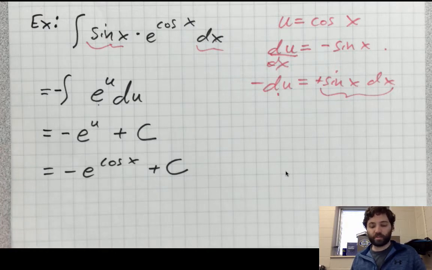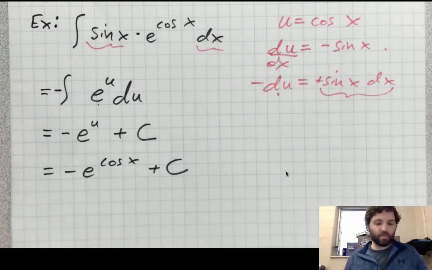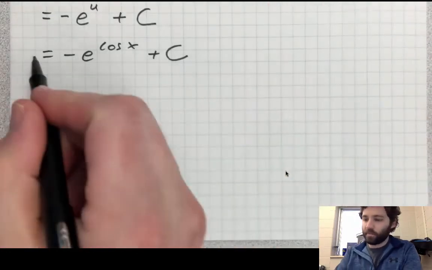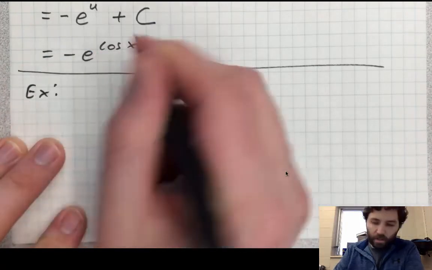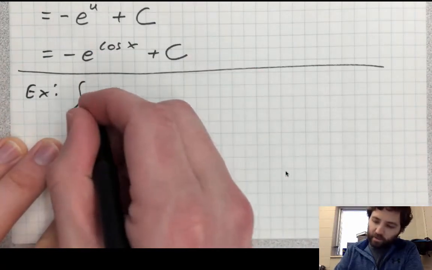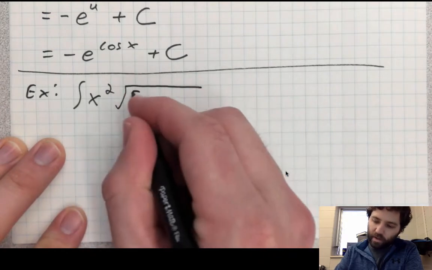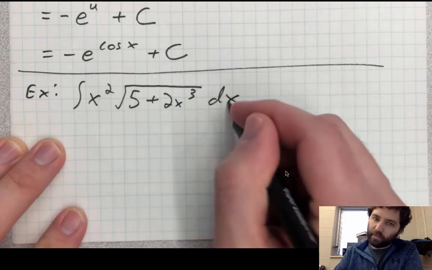We'll do a couple more examples here just because there are a number of different ways that u-substitution can be applied. And then hopefully by the end of the video, you'll feel a little bit more comfortable with u-substitution. Okay, so let's do another one here. Let's look at the integral of x squared times the square root of 5 plus 2x to the third dx.